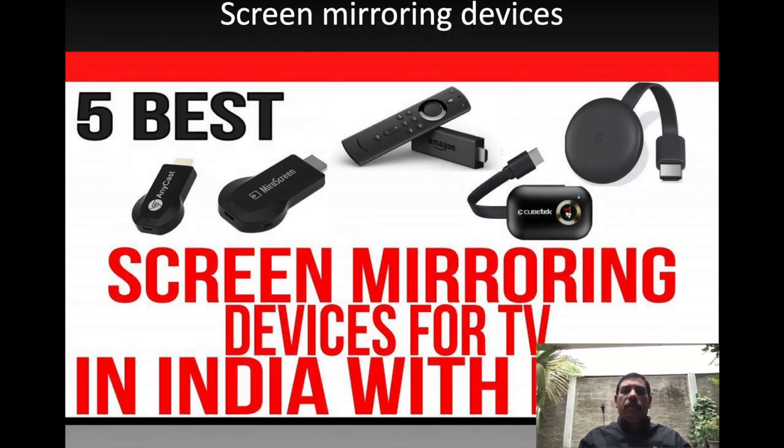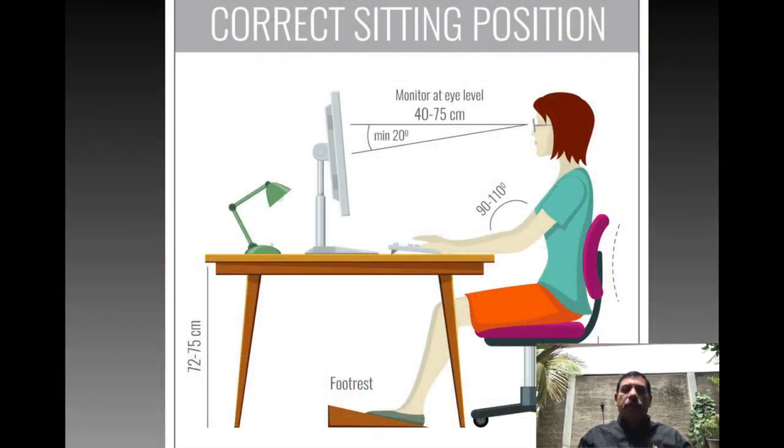If your television does not have a smart screen, you can use screen mirroring devices, which are available freely online. You can buy one which is suitable for your television, and you can screen mirror it. The next important thing is the sitting posture. If you can sit correctly, as described here, it makes your child much better. The eye strain, the back pain, and the physical discomfort, everything is taken care of, especially when you listen to classes for a longer duration of time.